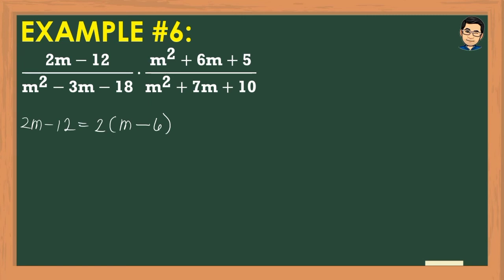So, una muna, m squared minus 3m minus 18. So, what are the factors of negative 18 that when added will give a sum of negative 3, the coefficient of the middle term? So, that is negative 6 tsaka 3. So, sulat natin (m minus 6)(m plus 3).